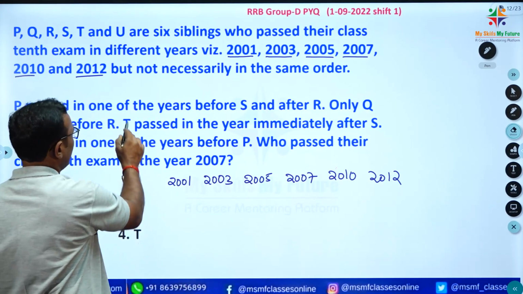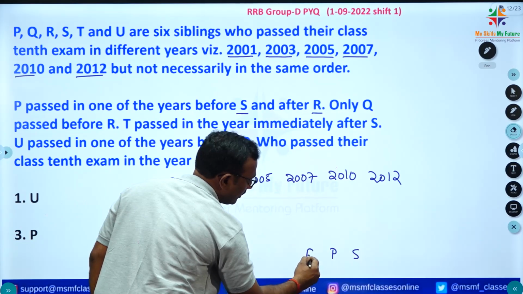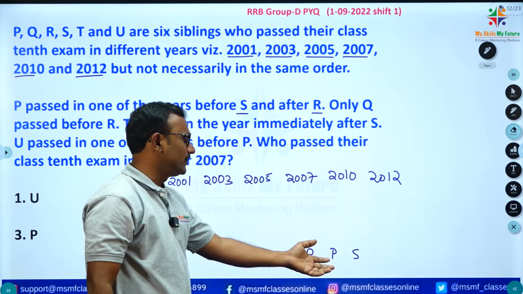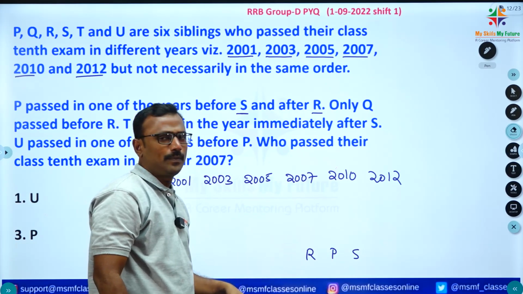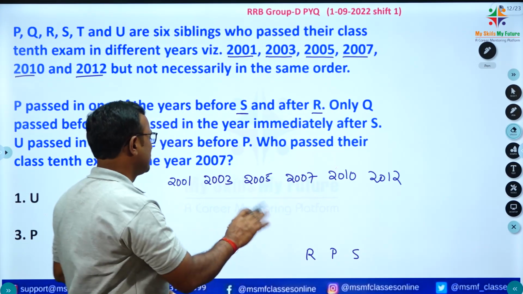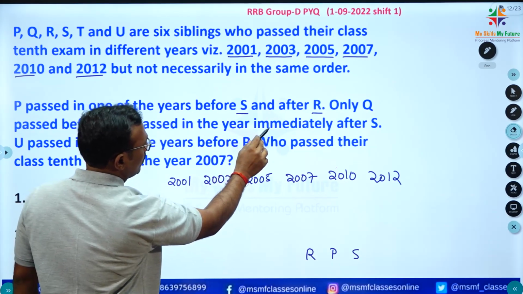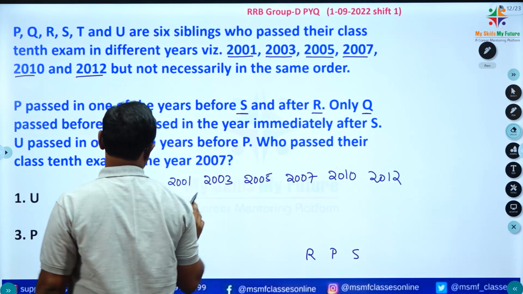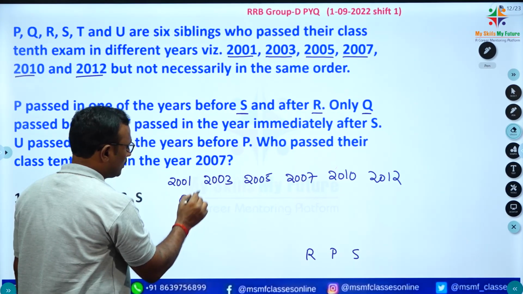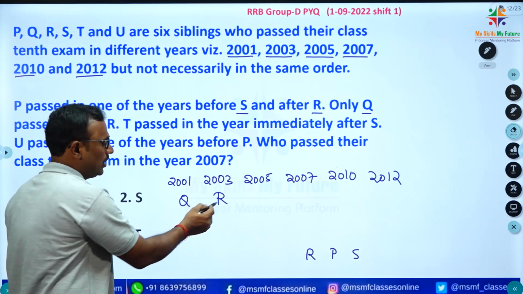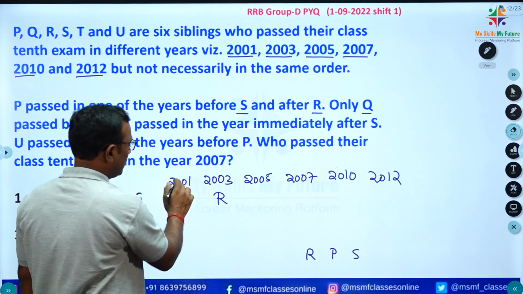P passed in one of the years before S and after R. So P passed before S, after R. There may be a chance of P being immediately preceding S, or P being immediately after R. Only Q passed before R. Only Q passed before R means no other person passed before R, so we can allot Q in the year 2001 or in the year 2003.